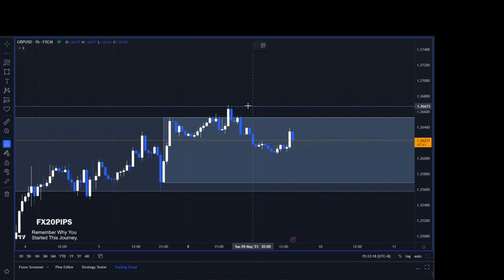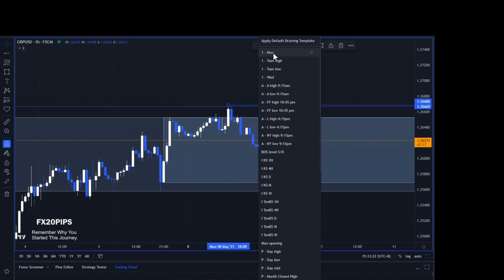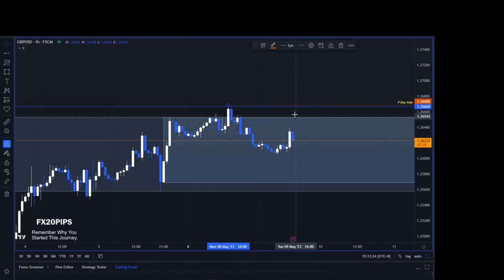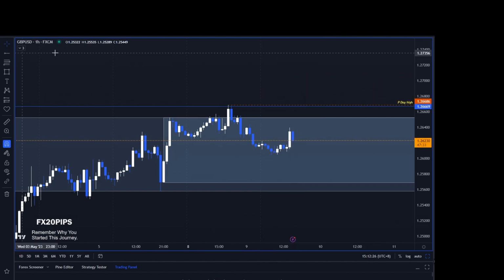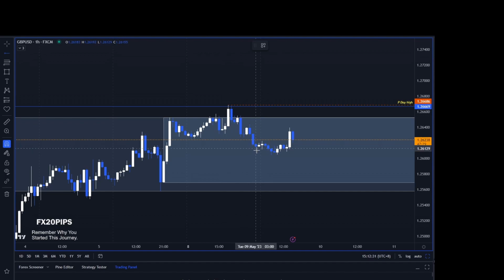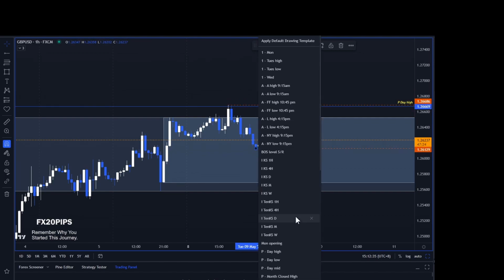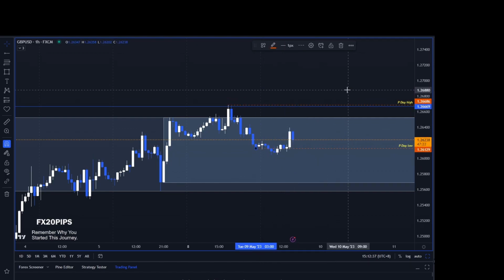This is today. This is yesterday. Yesterday's highest was here, so I draw a line here. I call it previous day high. This is yesterday. Yesterday's low was here, right? The highest was here. The lowest was here, and I call it previous day low.